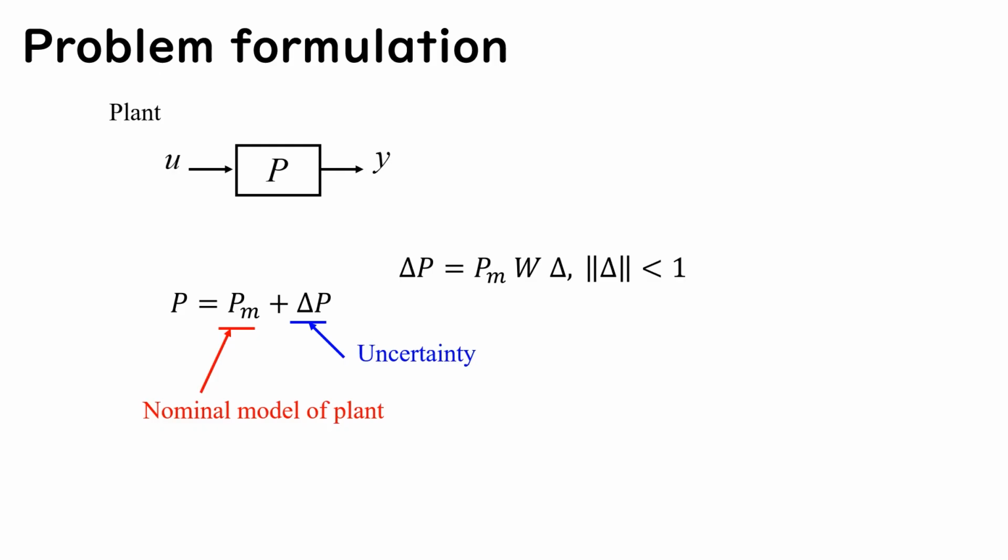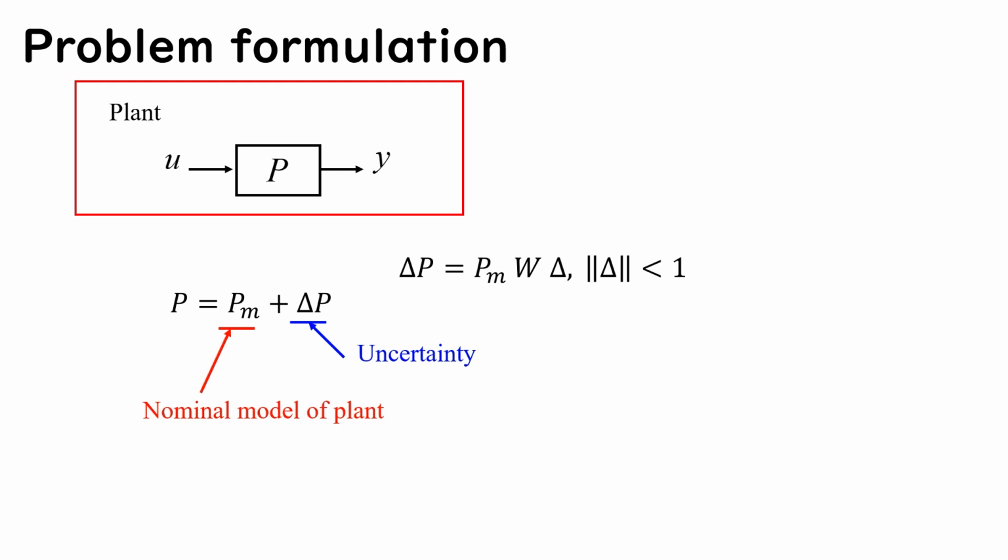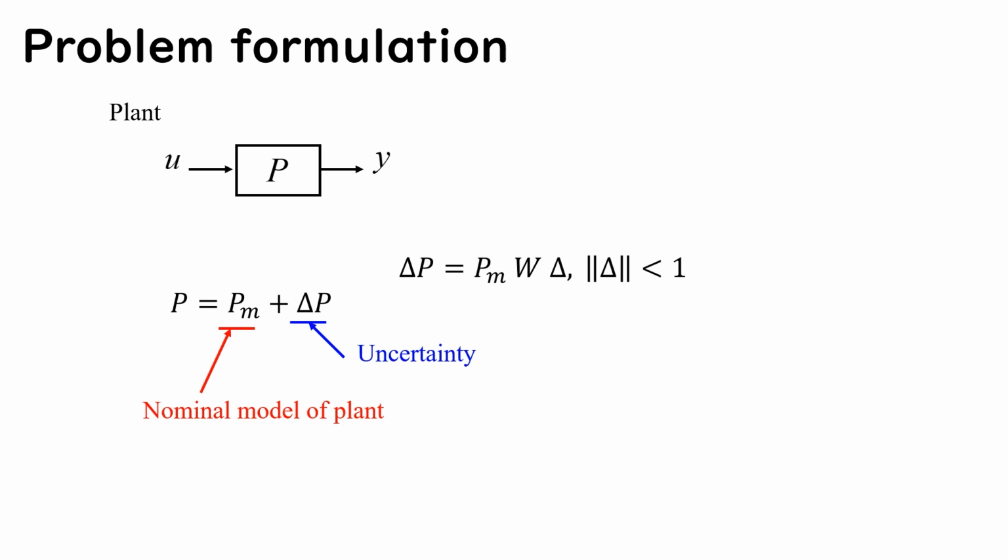This is the formulation of the plant. P is the plant, and U and Y are input and output respectively. P is composed of the nominal model PM and uncertainty delta P. Delta P is given by the multiple of PM, W, and delta.